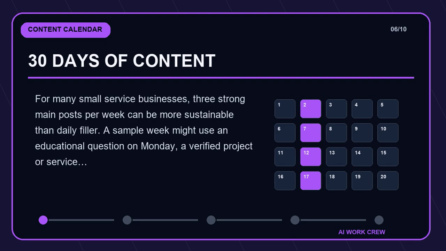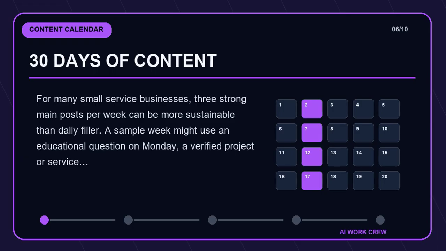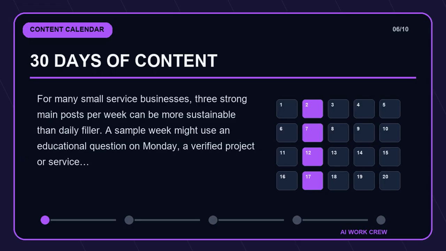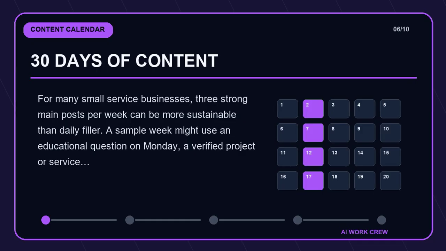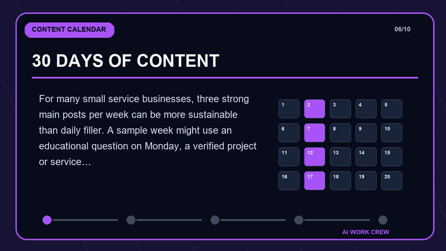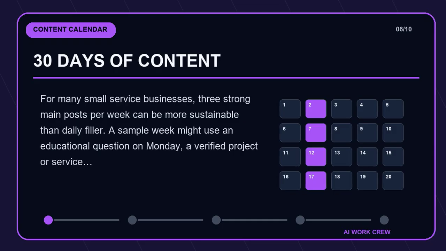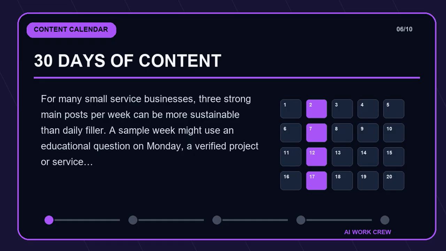For many small service businesses, 3 strong main posts per week can be more sustainable than daily filler. A sample week might use an educational question on Monday, a verified project or service explanation on Wednesday, and a process or local planning post on Friday. Short updates can fill appropriate gaps when you have something real to share.